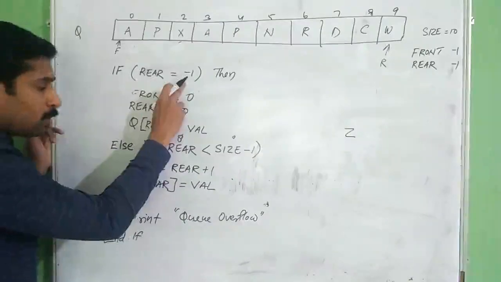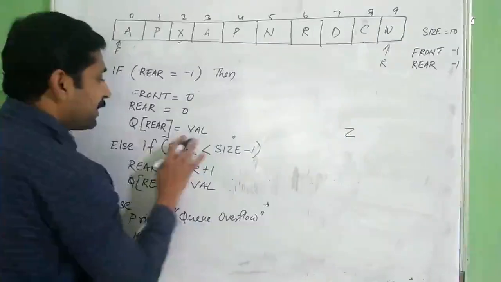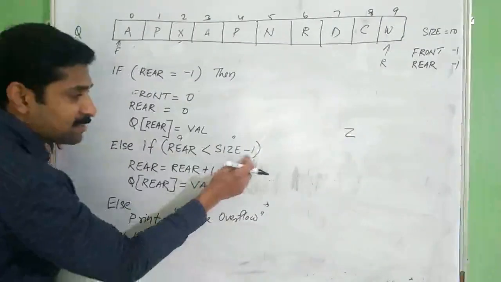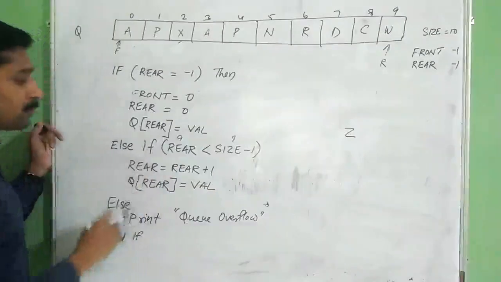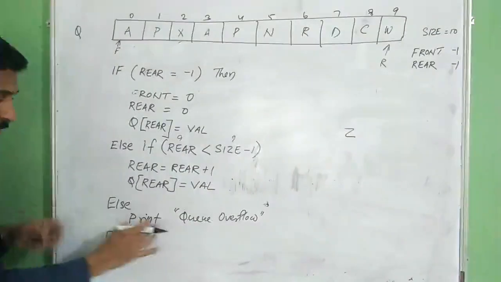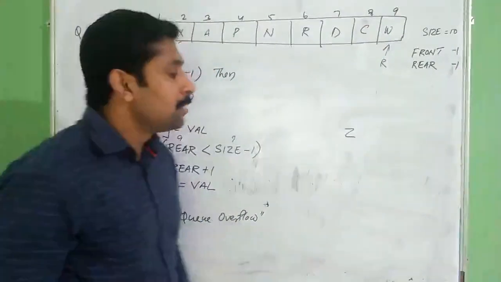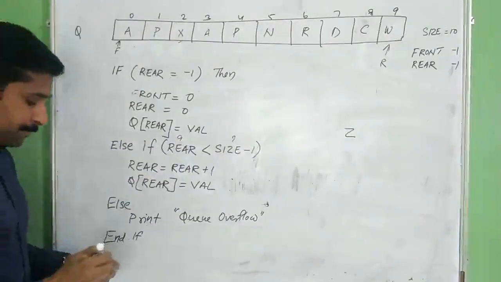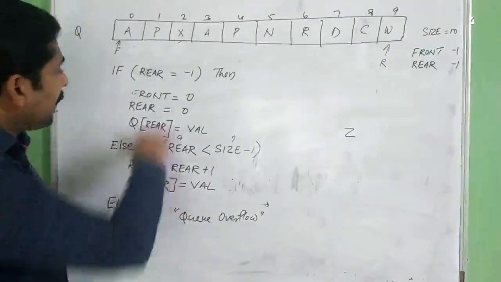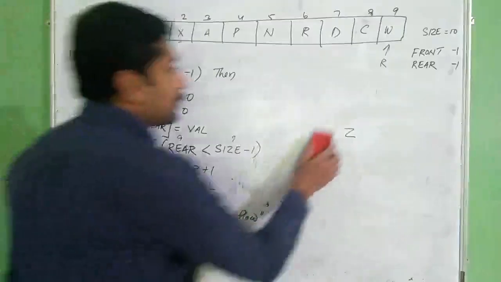So rear -1? No. If rear less than size -1, what is rear now? Rear is 9. What is size? Size is 10 minus 1, 9. Whether it is less than 9, no. That condition also false. Else print Q overflow. Now the Q is full. So the message Q overflow will be generated. So this is the algorithm for insertion of an item into the queue.